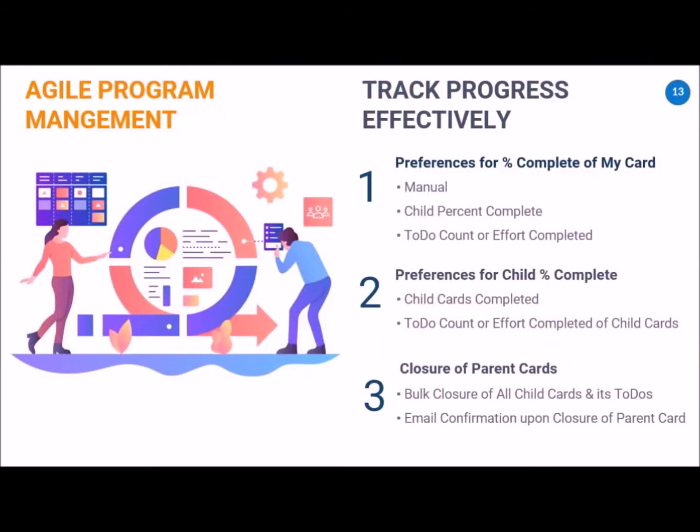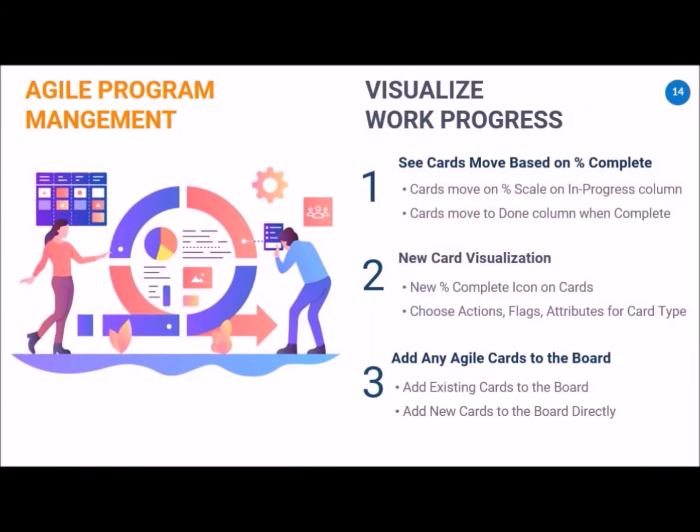Also, there are multiple ways to track their progress so that you can choose the best fit approach for each work type and visualize their progress on the value stream board itself. In essence, these new capabilities help you tailor and manage the agile execution of agile programs as per your organizational needs.